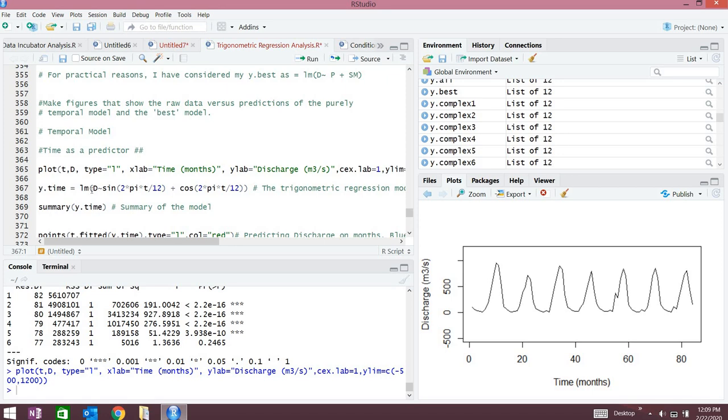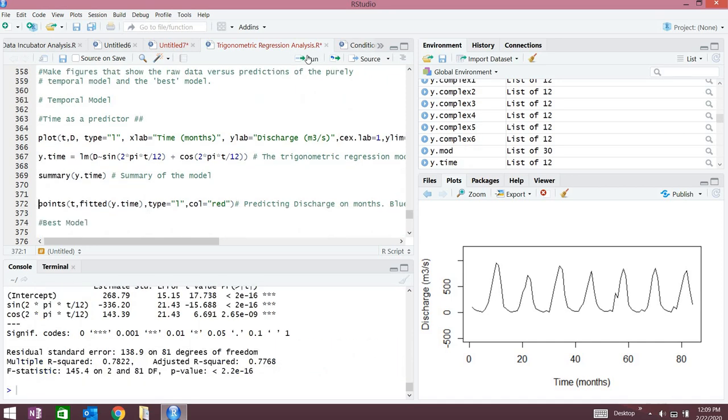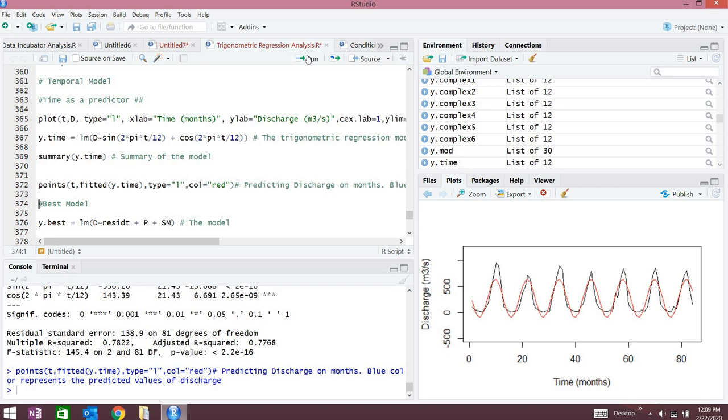Y time, as you already said, equals lm of D delta sine of 2 times pi times t divided by 12 plus cosine of 2 times pi times t divided by 12. This is our trigonometric regression, and then we put the fitted. I omitted the residuals here, so observed, predicted, and fitted. This is for our time-based model. And then we come to the best model.